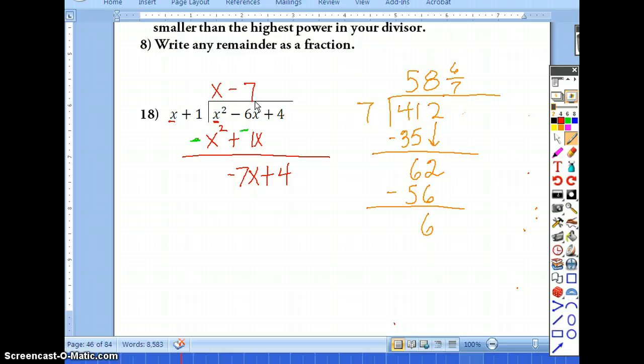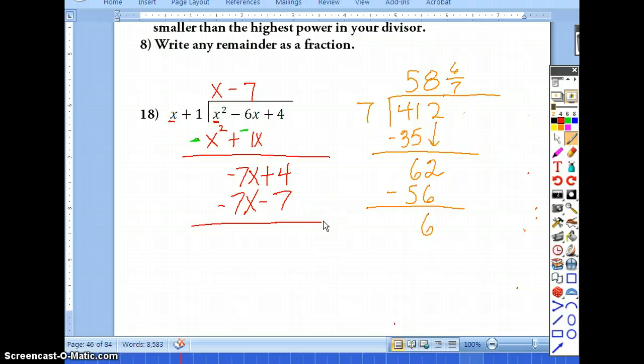And now when you multiply negative 7 times x and negative 7 times 1, this is what you end up with. Whoa, that happens once in a while. I've got to go slow with this. And now you have to subtract those.